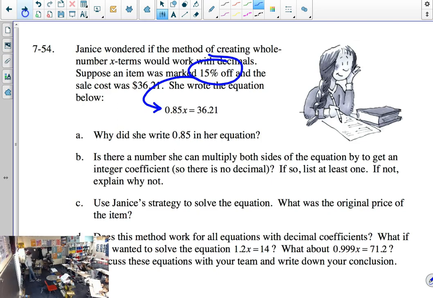Marvin? She's paying 85%. Right? You get that if it came 15% off, she now is paying 85%. So this problem goes on to tell us if the amount that she paid was $36.21, that was her sale price. What is the normal price of the item? So the normal price is how much X?